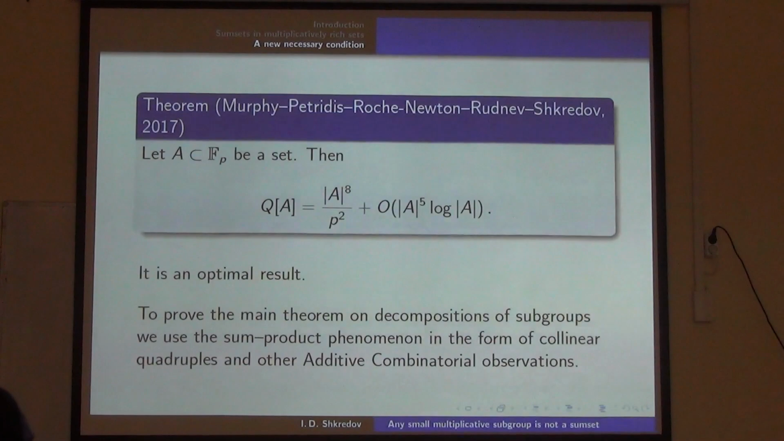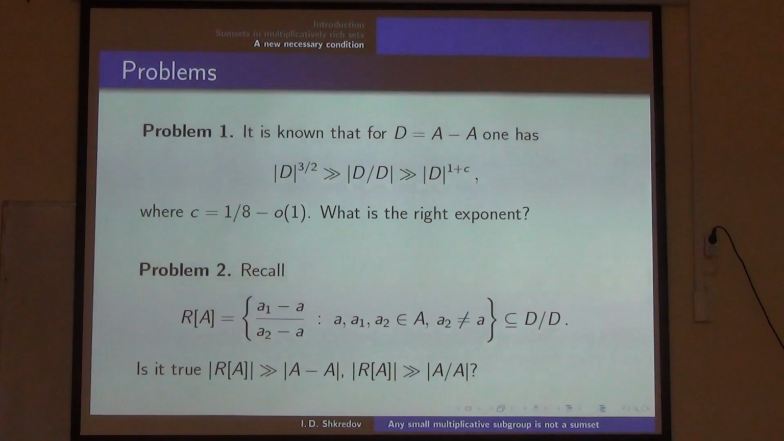So let me finish by several open problems. So we know that if we form A minus A, then this set D grows under multiplication. In particular, D over D is greater than D to the 1 plus 1 eighth. And surprisingly, the upper bound here is not D squared, but D to the 3 over 2. So the question is, what is the right exponent? Another question is also interesting.